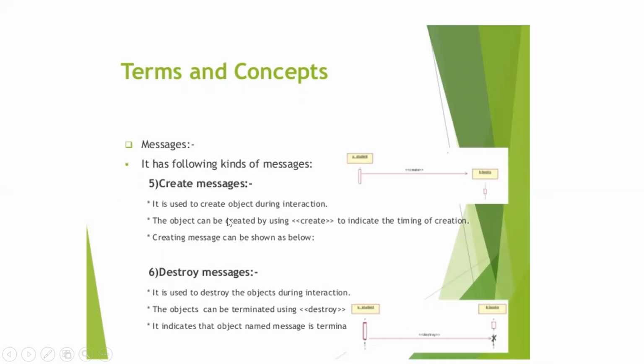Create message is used to create an object during interaction. So if this object is there, it has a lifeline and this is its activation bar to send a message. When this message is given, only then does this object come into the picture, and its lifeline is activated. That is called a create message. Destroy message is used to destroy objects during interaction. So if an interaction is going on, you can stop the activation of another object through a destroy message.